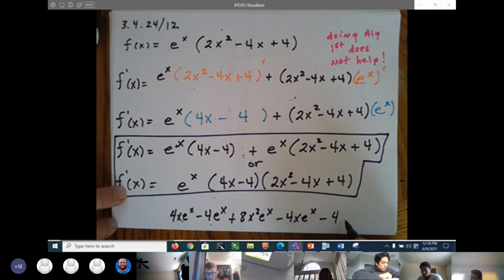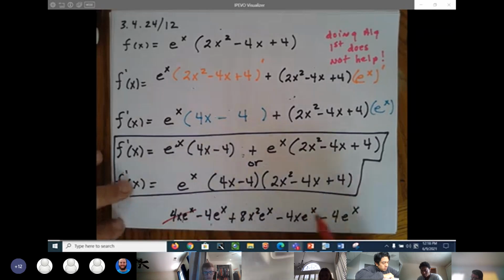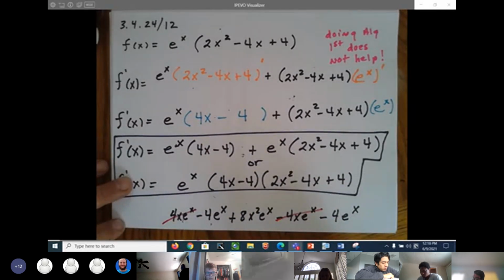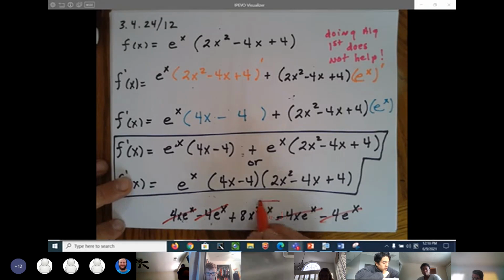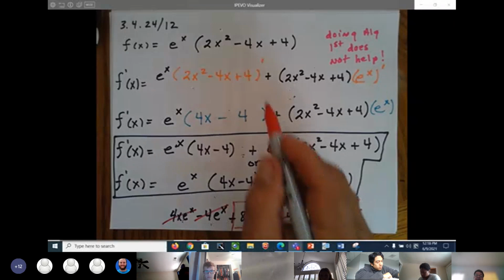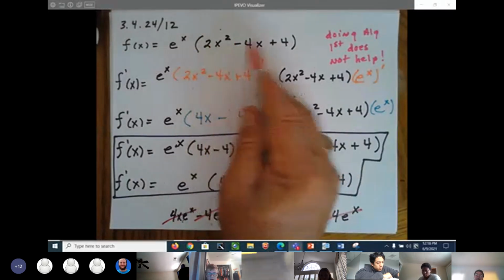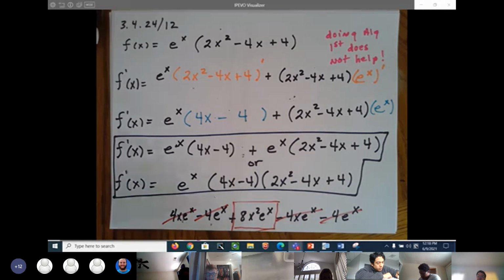4 e to the x. And what cancels? 4x e to the x, 4e to the x. So your answer is basically, if they simplified it, I don't know, this looked like a setup question. That's the final answer. So the derivative of e to the x times all this trash is 8x squared e to the x.